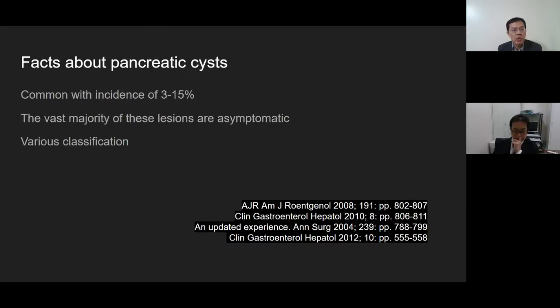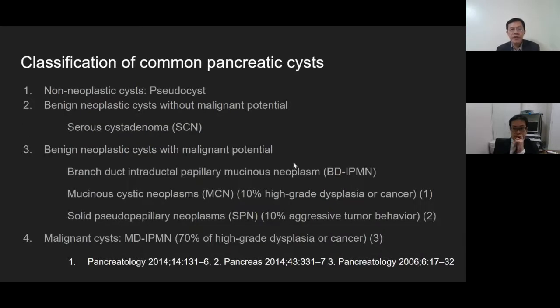Another problem is that the classifications of pancreatic cysts differ. In my practice, I prefer this classification, which doesn't cover all kinds of pancreatic cysts, but covers the more common pancreatic cysts that we commonly see in our practice. The first group is the non-neoplastic cyst, which is pseudocyst. For pseudocyst, everyone knows very well, there is no chance of malignant change, so it's truly benign.